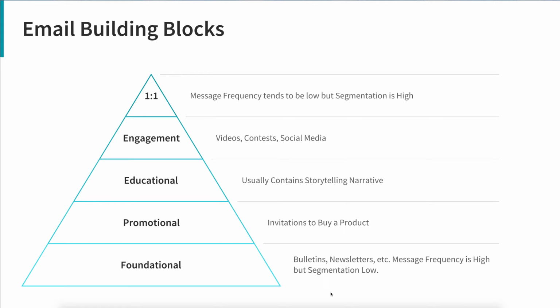And then finally, there's the one-on-one email, which is usually an answer to a question. It might be customer service writing to a specific customer. And these are actually super important and aren't always focused on by companies. But the segmentation is really high, and the frequency is really low. We know who you are because we might have you in our database. We know what you've bought. We know how long you've been with us.